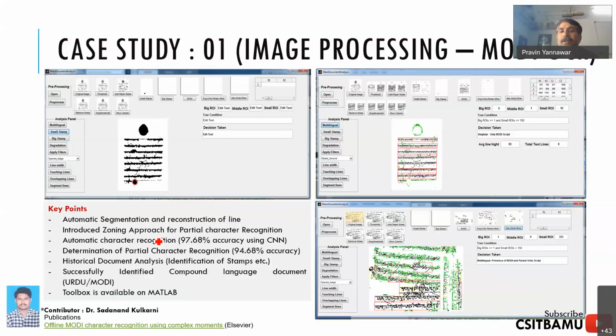If you wish, you can go for it. If you want this toolbox to be extended further and you want to contribute to this area, you just have to provide a citation to this work and use the toolbox.